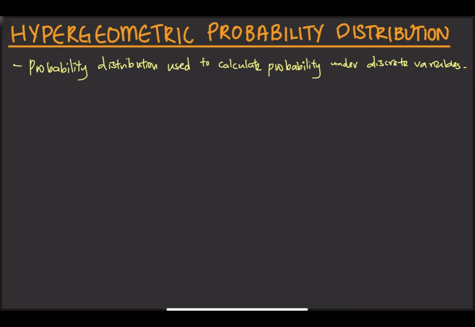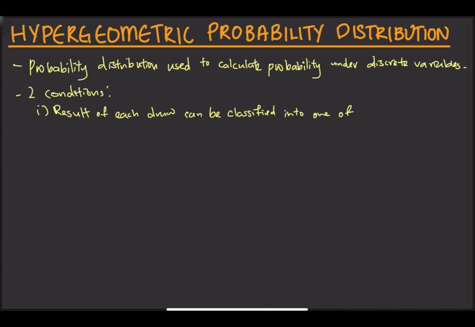What are the conditions that we have to apply so that this probability distribution can be used? There are two conditions. The first one is the result of each draw can be classified into one of two mutually exclusive categories, and two, the probability of success changes each draw.